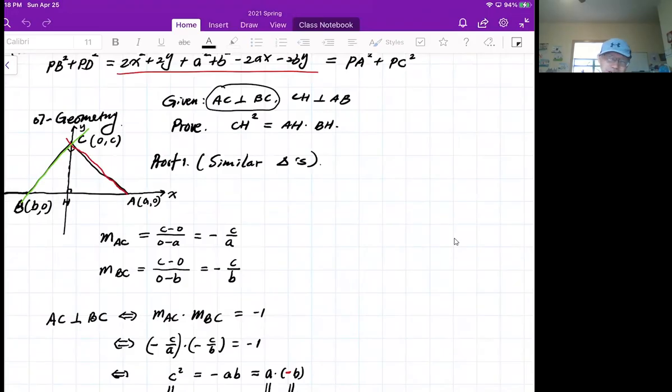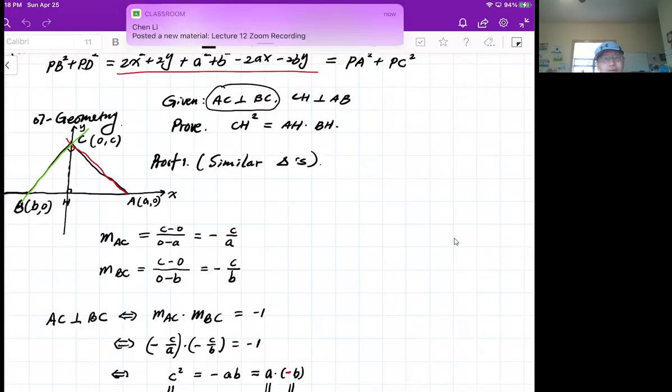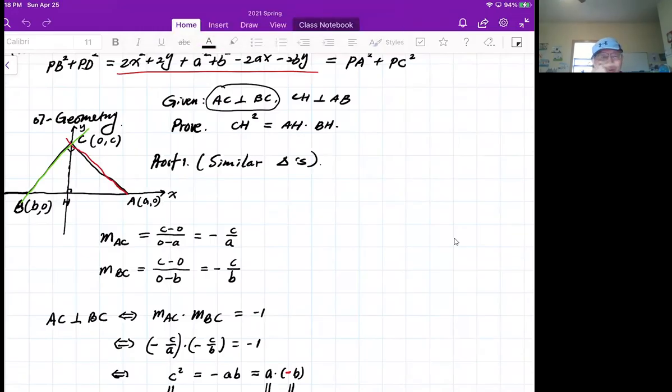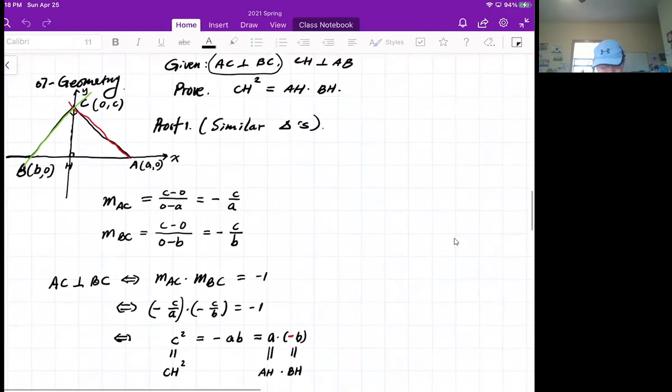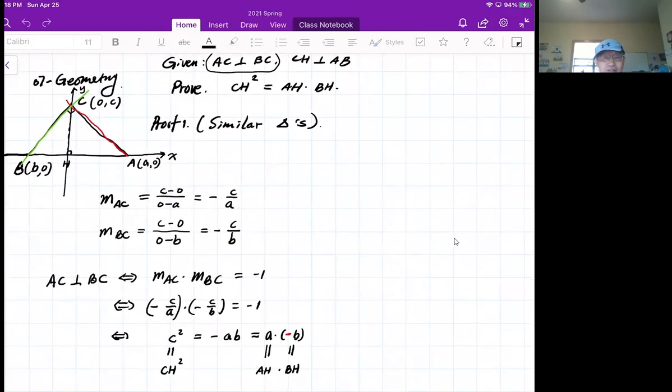Suppose you have a triangle ABC, where C is a right angle, and CH is perpendicular to AB. So this is how you can prove this. Give everyone a minute to take a look at how we prove this. We want to prove that CH squared is equal to AH times BH.